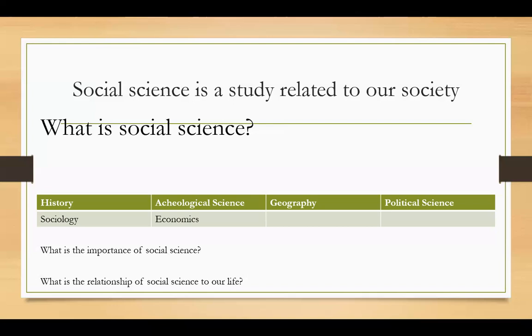And as it is important, now you're getting the relationship of social science to our life. A human being is called a social being, right? We cannot live without people. We cannot live without interacting with others. So that means social science is not only about study. We need to really understand how it is related to us in day-to-day life.